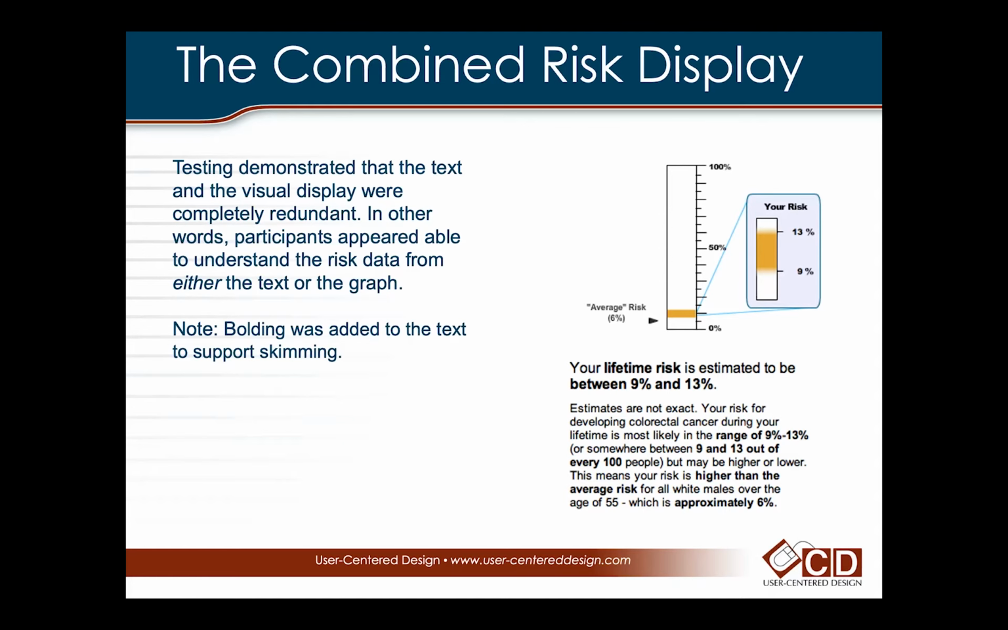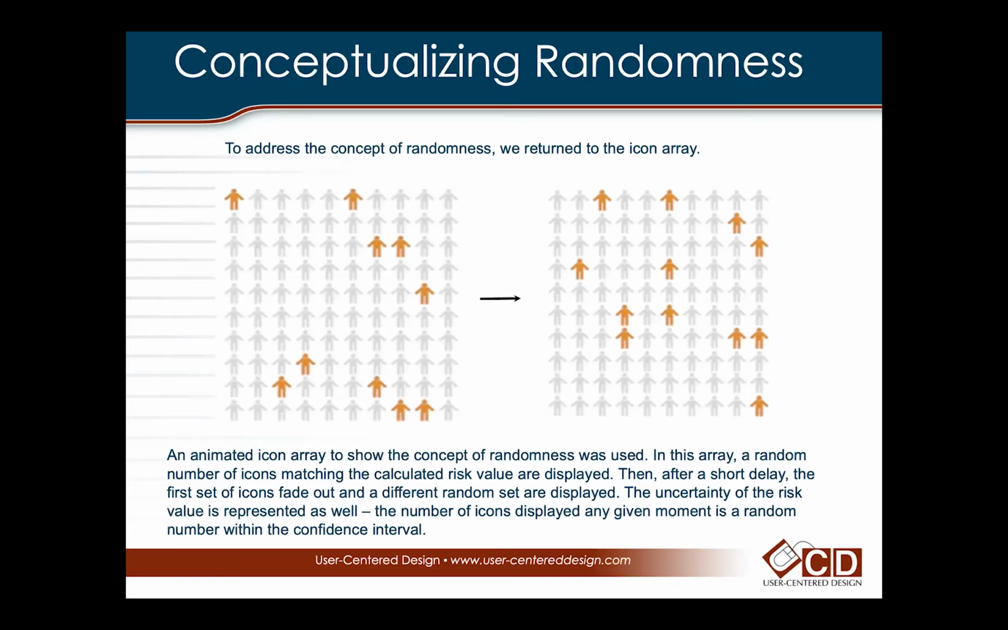And these two gave us what we were going to incorporate into the final design for uncertainty, which left us with the question of randomness. We also wanted to address that, and we decided that we did have to address them separately. So we ended up going back to the homunculus diagram and came up with an idea of, instead of showing them as an array that builds, we would show a random set of the homunculus icons, and then they would fade out, and then a different random set would appear.